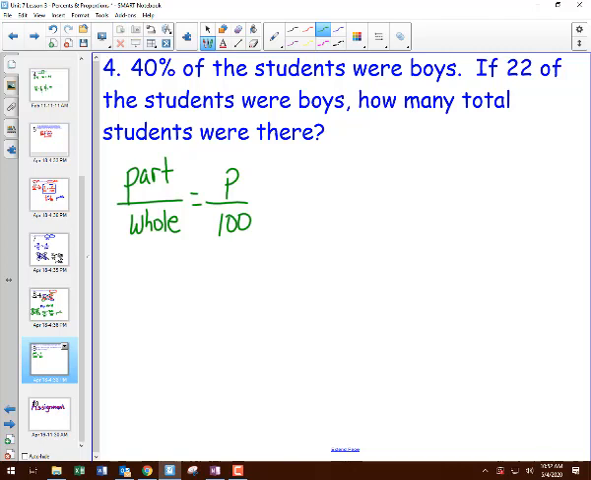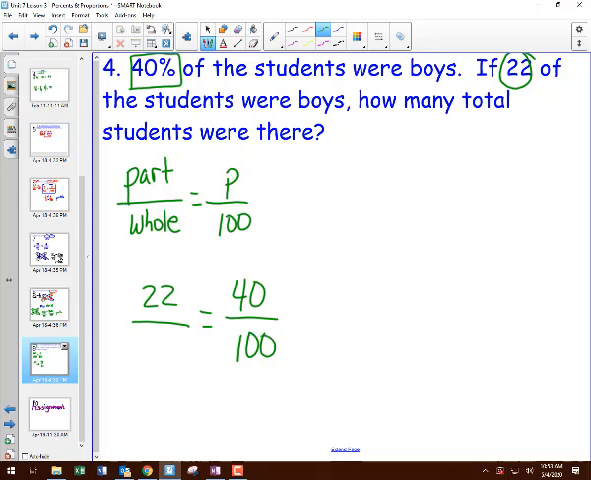All right. 22, we have to identify. It's not after of. Remember, we talked about the number that immediately follows of is the whole. So this one must be the part. All right? So 22 over something. All right, let's see if we can plug anything else in. This one gives us a percent, 40%. All right, so that's going to go there, 40 out of 100.